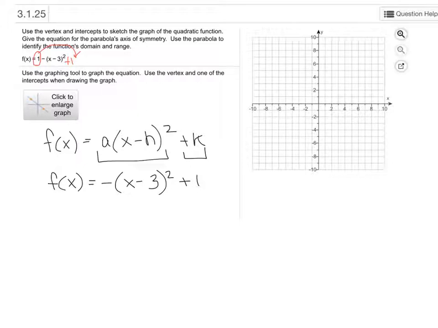So the first thing we want to do is identify the value for a. And a is an important number to know because it tells us if the parabola is going to open up or if it's going to open down. A in this case is the number in front of the parentheses. So our number is just a negative sign. If we don't have a number in front of the negative sign, we can assume that there's a 1 there. So that means that a is negative 1. If a is less than 0, which it is, then our parabola is going to open down.